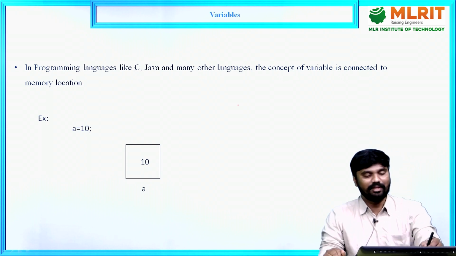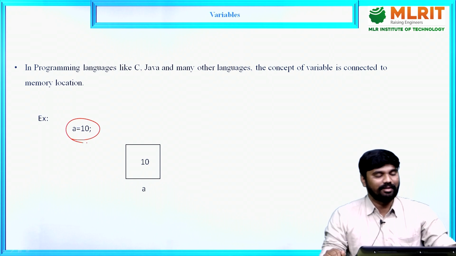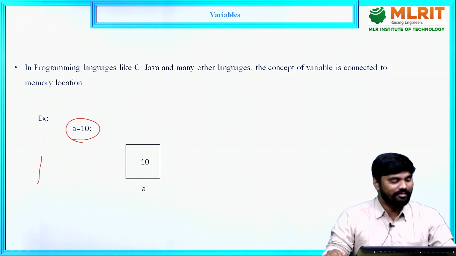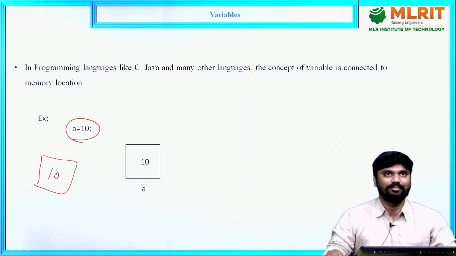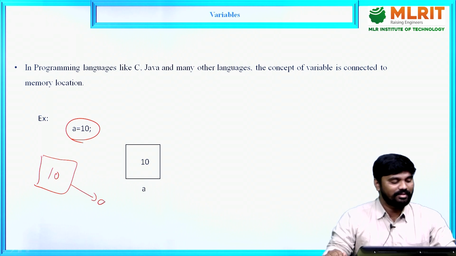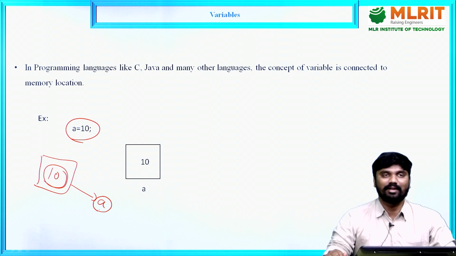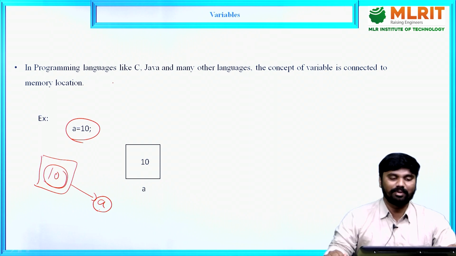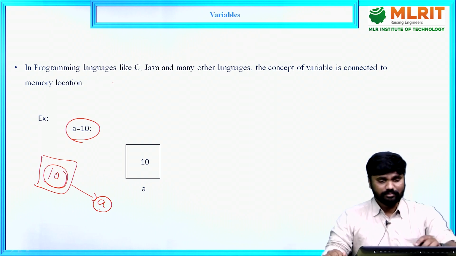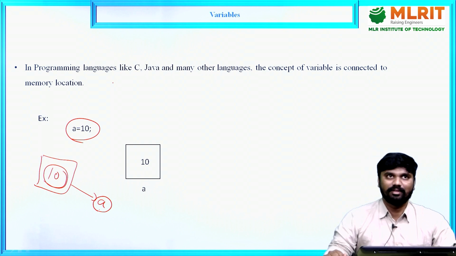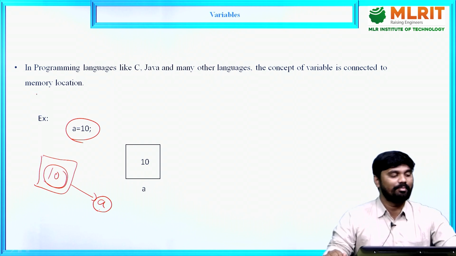For example, here see a equals 10. In the memory, first the value will be stored as 10, and then it is pointing to a name, that is a. That means a is representing the address of the value. In programming languages like C, Java and many others, the concept of a variable is connected to the memory location.